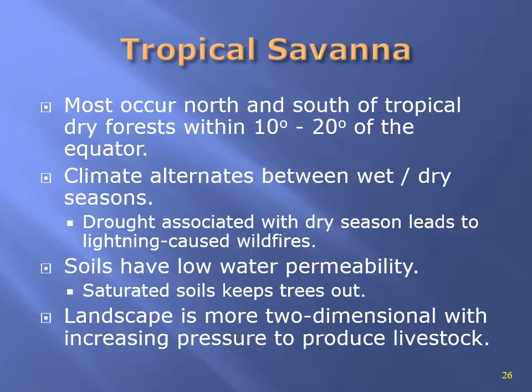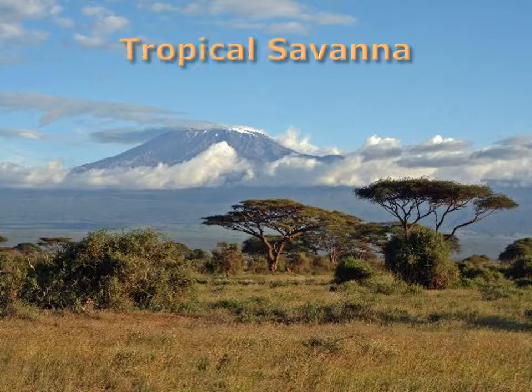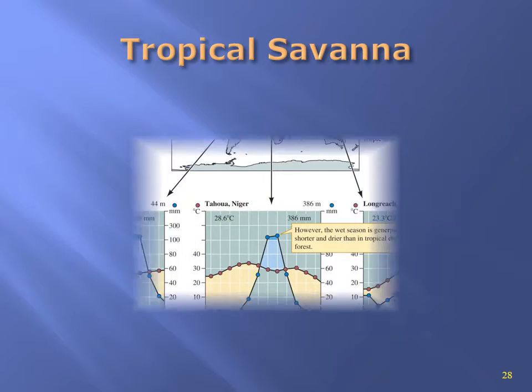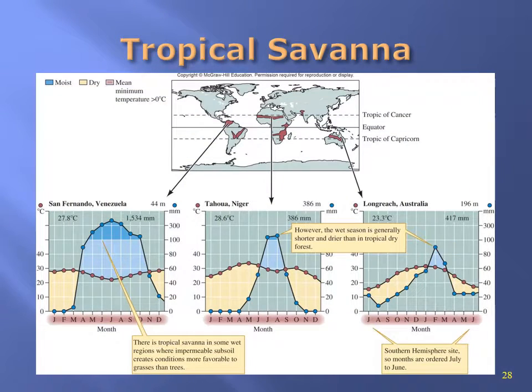Landscape is more two-dimensional with increasing pressure to produce livestock. So two-dimensional, meaning that things tend to be, since there's no big trees, all the things growing are closer to the ground. Here's a picture of your tropical savanna. Your climate diagram for the tropical savanna.